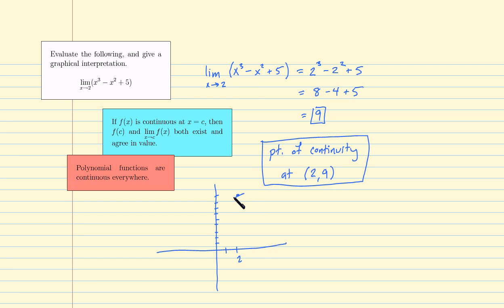Now, I don't know if it's increasing or decreasing or going down and coming up. I don't have that available to me. I would need to do a little more analysis to figure that out. But essentially, this is what the function looks like right around x equals 2. Okay? So there's the value, and there's the graphical interpretation, and we're done.